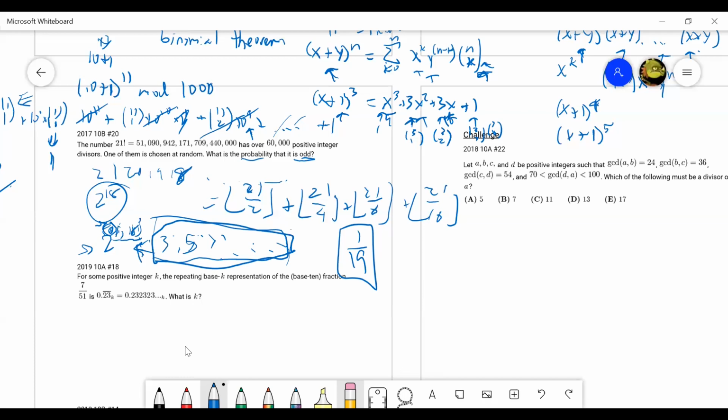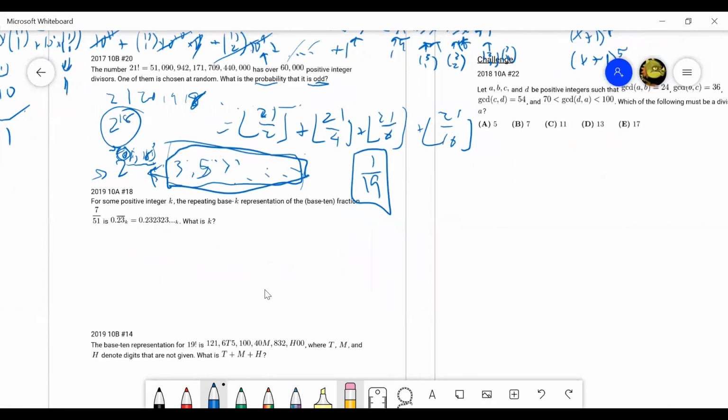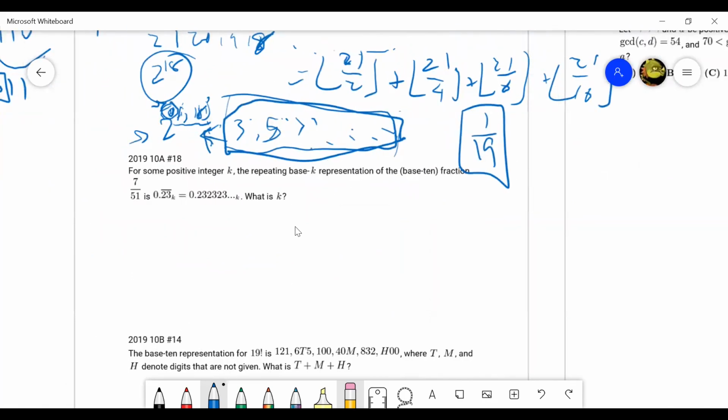All right, so that's the concept I want to emphasize here. So we go on to this one, and I like this problem because it combines geometric sums, infinite geometric series, with bases. It also tells you how you deal with things after the decimal point in bases. All right, so you see the problem: for some integer k, this repeating base k representation of 7/51 is equal to this. What is k?